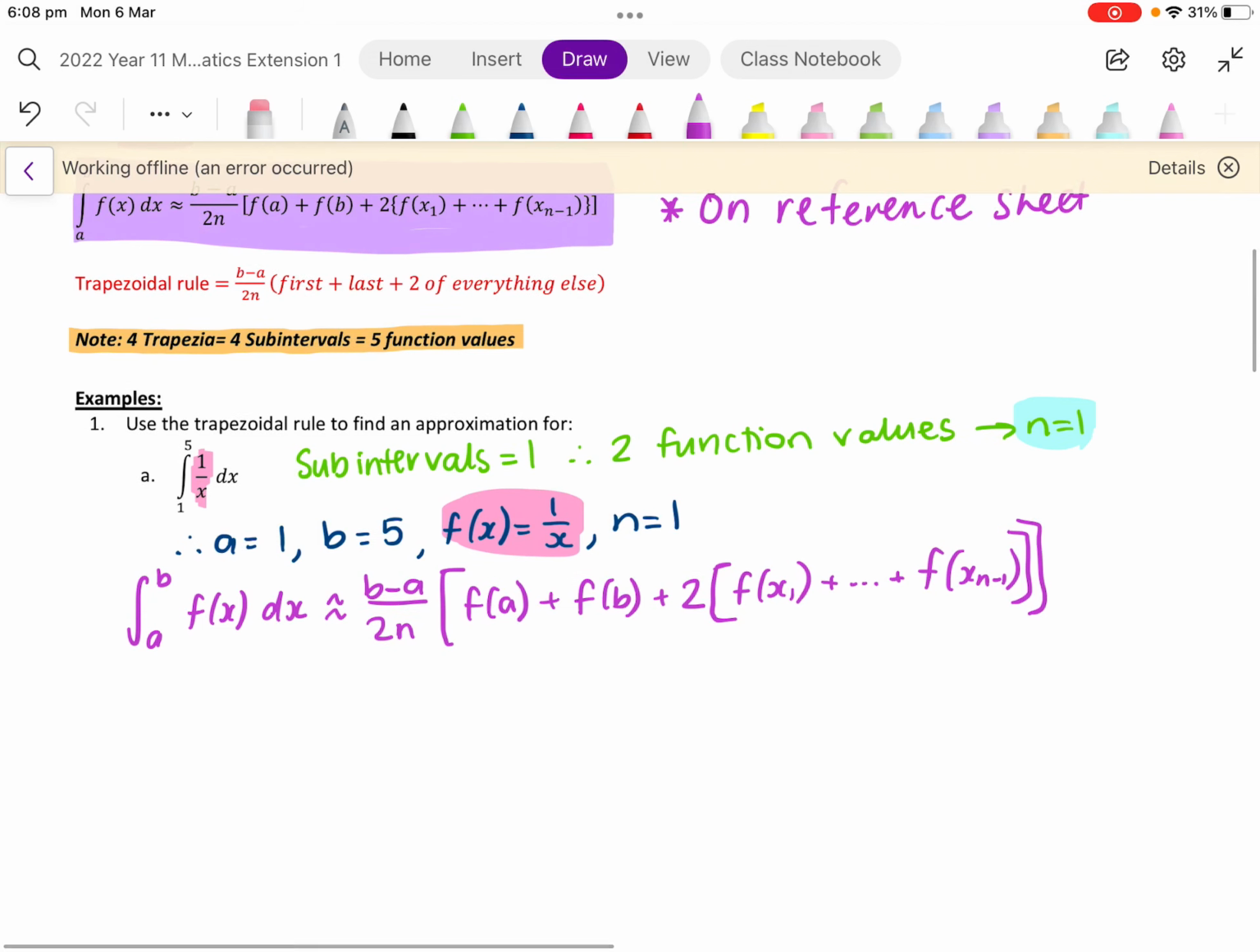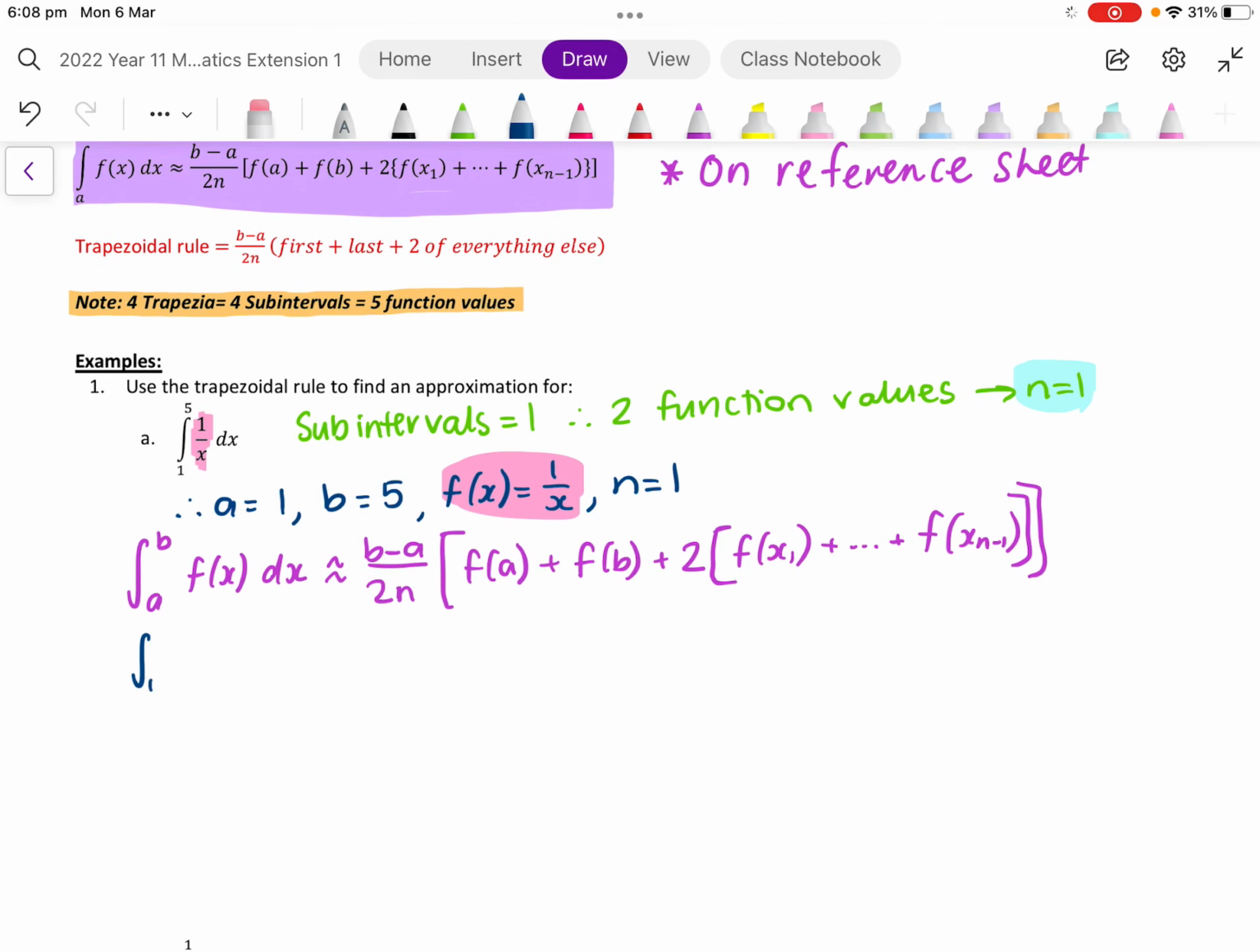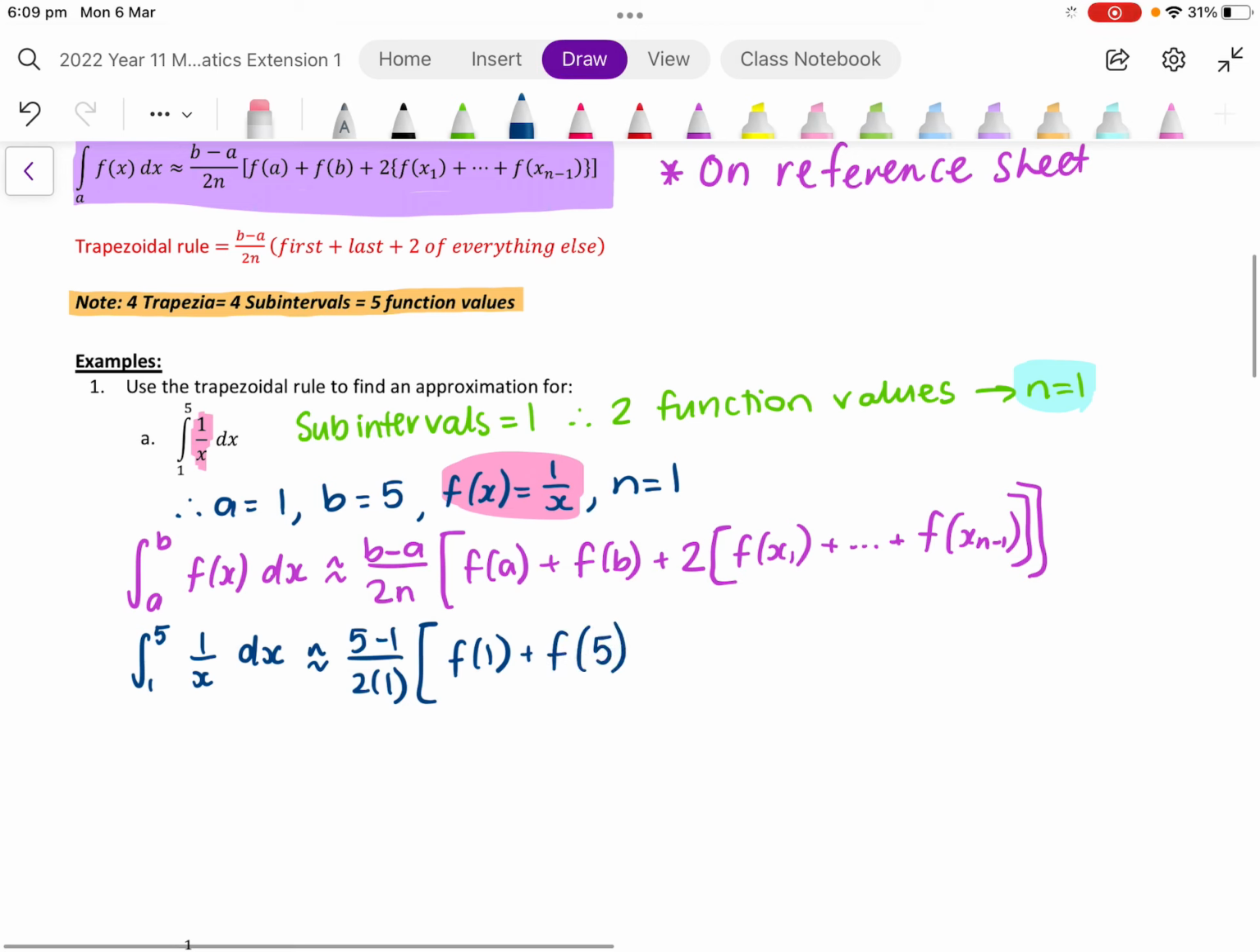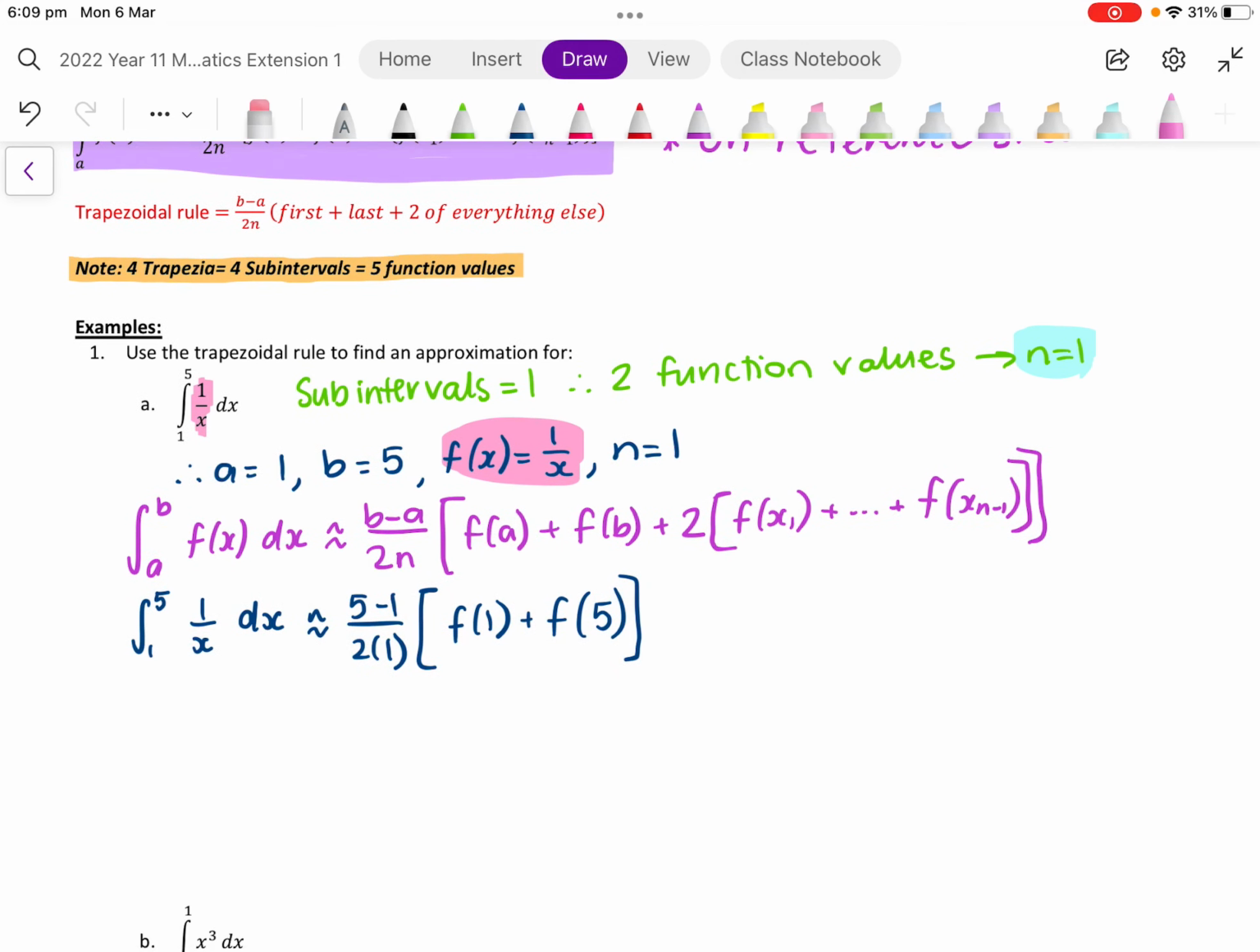Okay. So what we have here is we want to substitute this in. We want to write out our question. So our integral from 1 to 5 of 1 over x dx is approximately equal to 5 minus 1 over 2 lots of 1. Now what we have is our f(a). Our f(a) is equal to 1 plus our f(b) is equal to 5. Now because we have only 2 function values or 1 subinterval, we only have our first and our last. What we can do over to the side is draw up a little table showing what these values of our first and our last are equal to. So our first value here is 1 and our last value here is 5.